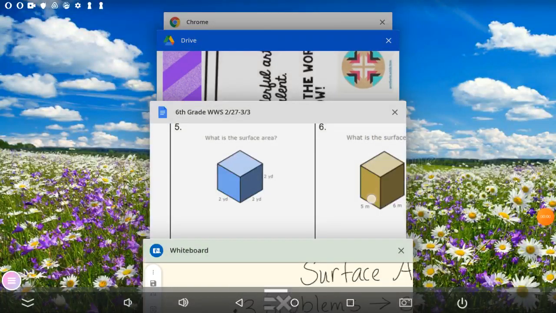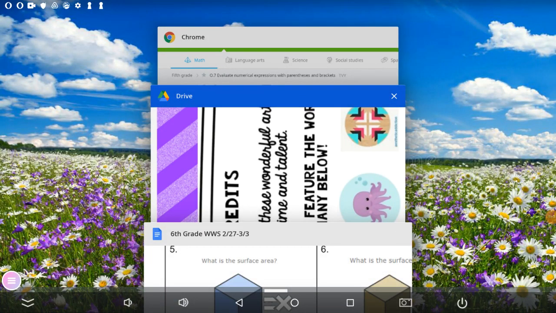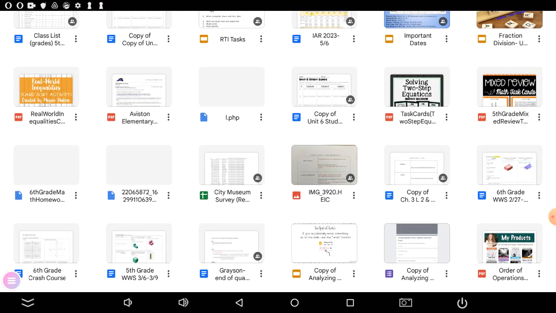Last night's homework. Who thinks they got... we're going to flip to the side with more problems first. So number 9. Who thinks they got number 9 correct?